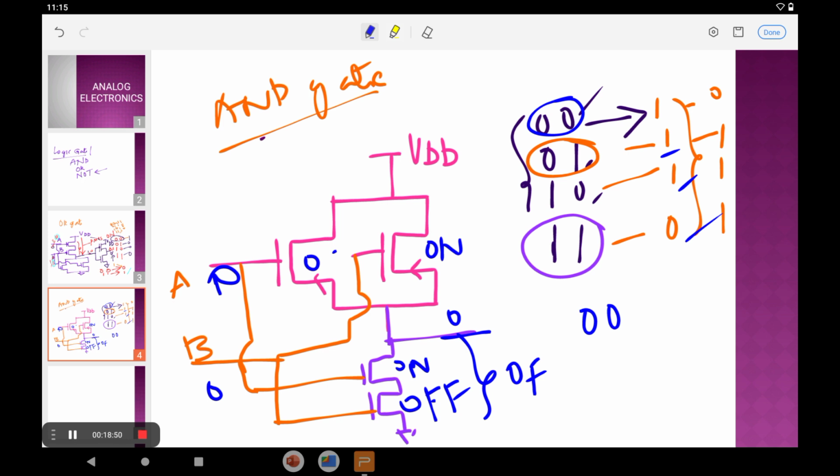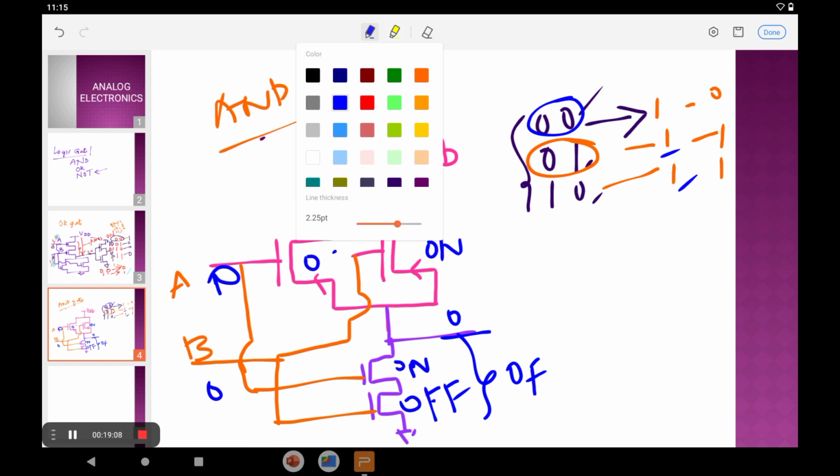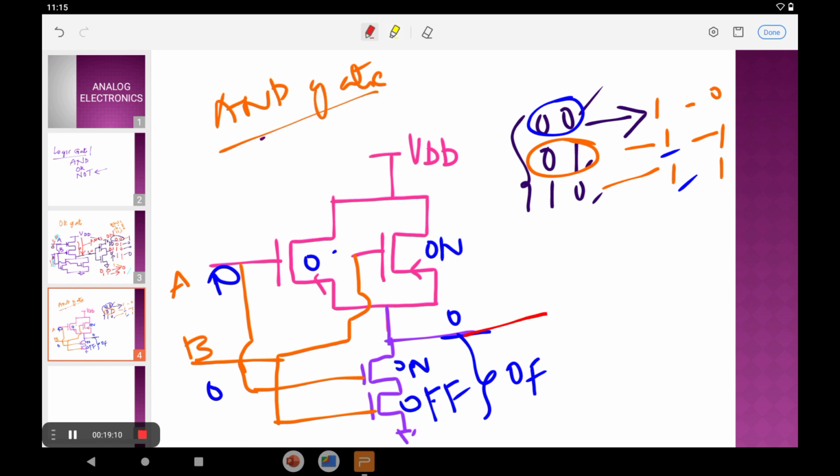So in the NAND gate, only in one case will you get a value of 0, and in all the remaining cases you will get a value of 1. That is nothing but a NAND gate operation, so that means it supports a NAND gate. Suppose you want to realize an AND gate: just connect one more inverter to this, and you will get the AND gate output. Okay, so this is the consideration.